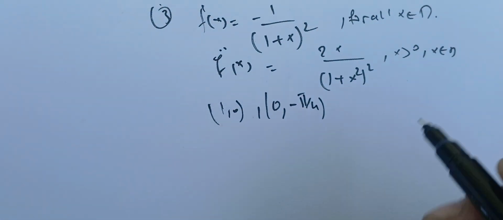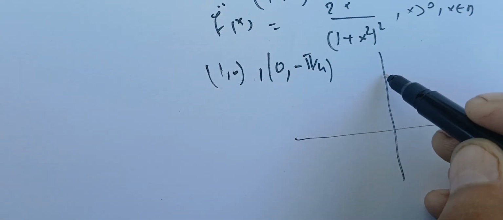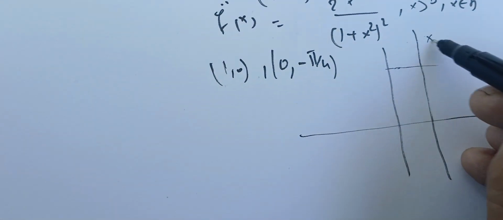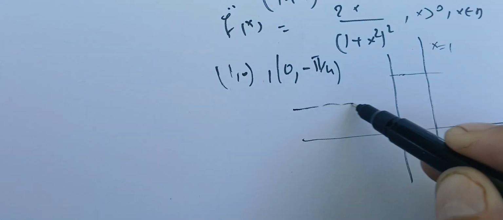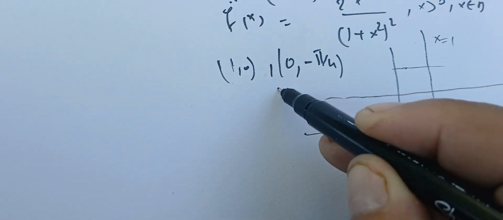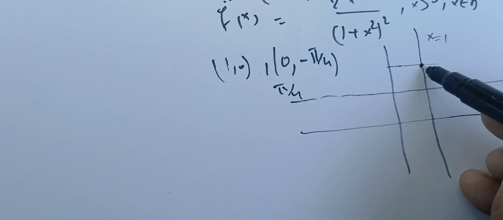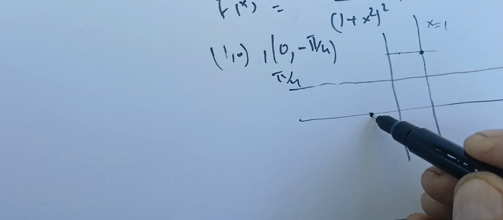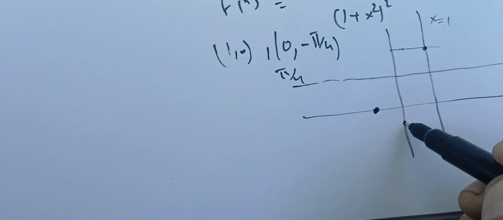Now if I set my axes, this is pi, this is my vertical axis, x equals 1. The function is not defined here, and this is pi over 4. This is pi over 2 here, and this is minus pi over 2. This is the point where it crosses the x-axis, and this is the point where it crosses the y-axis.